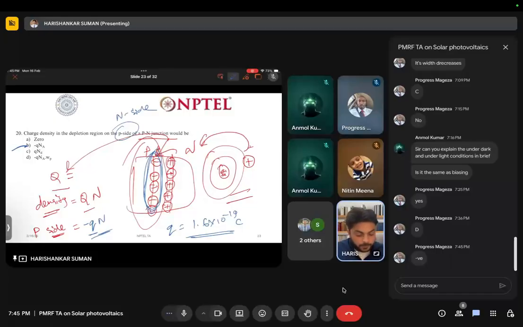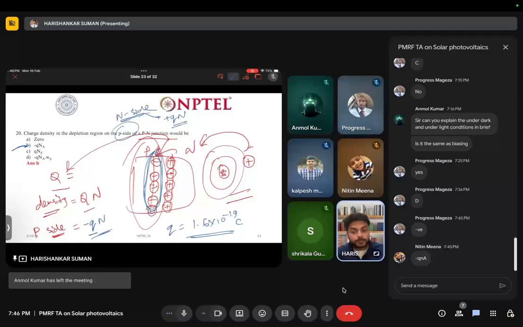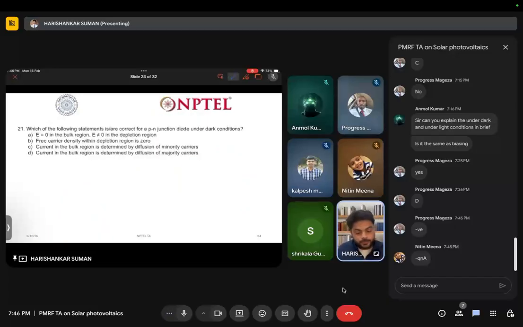Second. The n side is a positive charge, plus q, and the number of charge carriers, whether acceptor or donor. Clear this question? Next question. Which of the following statements are correct for a p-n junction diode under dark condition? Means at equilibrium.